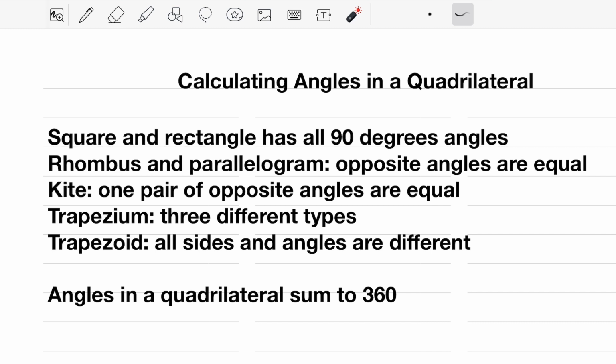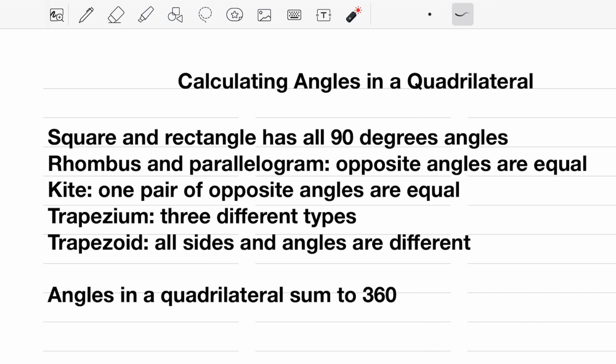Calculating angles in a quadrilateral. So before we watch this video, we should learn our quadrilateral names and properties, or at least revise them. What we should know ideally for this topic is that for the square and the rectangle, all of the angles are equal to 90 degrees. The rhombus and the parallelogram, the opposite angles are equal. They have 2 acute and 2 obtuse angles.